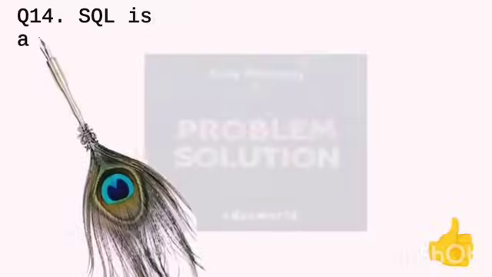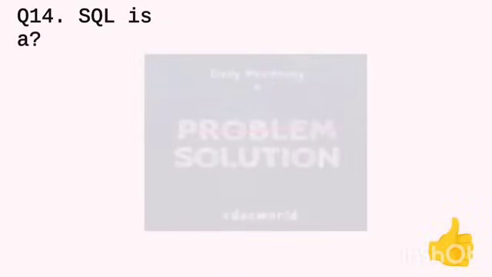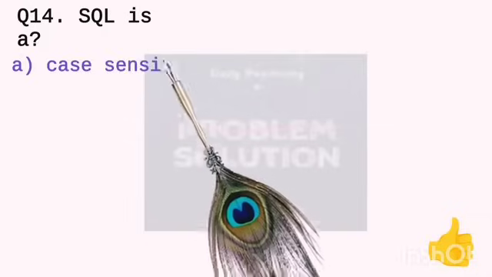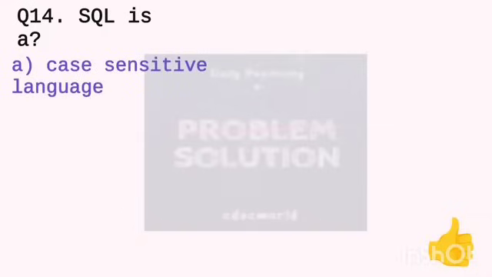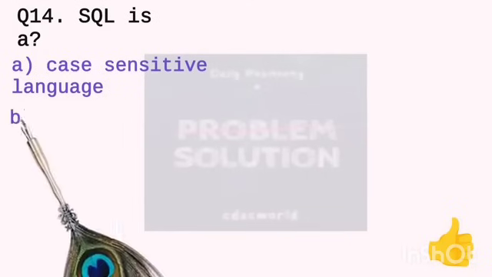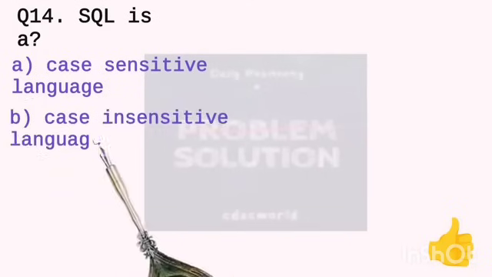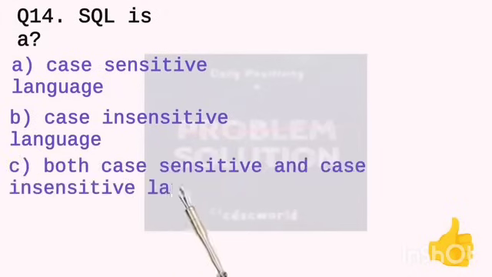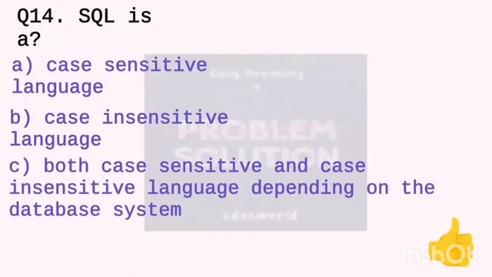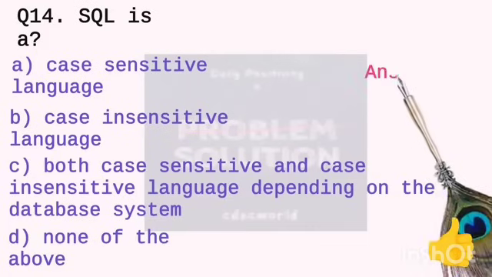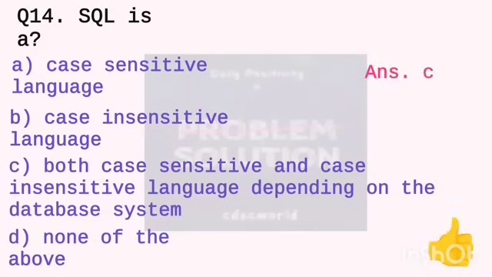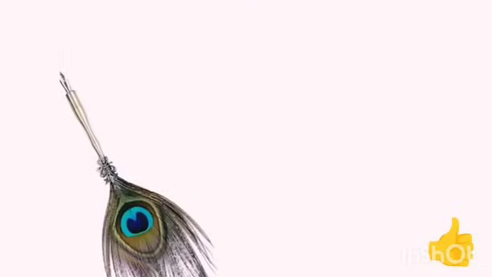Query number 14. SQL is a? Option A, case sensitive language. Option B, case insensitive language. Option C, both case sensitive and case insensitive language depending on the database system. And D, none of the above. And the answer is C, both case sensitive and case insensitive language.